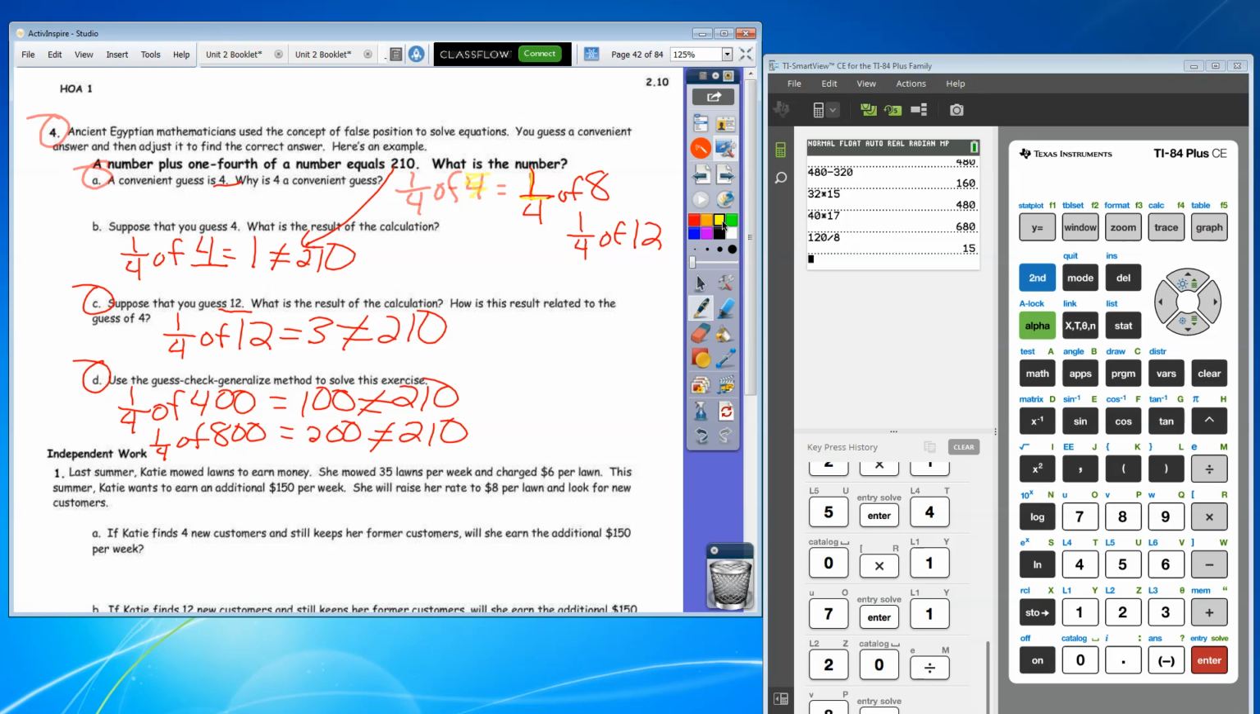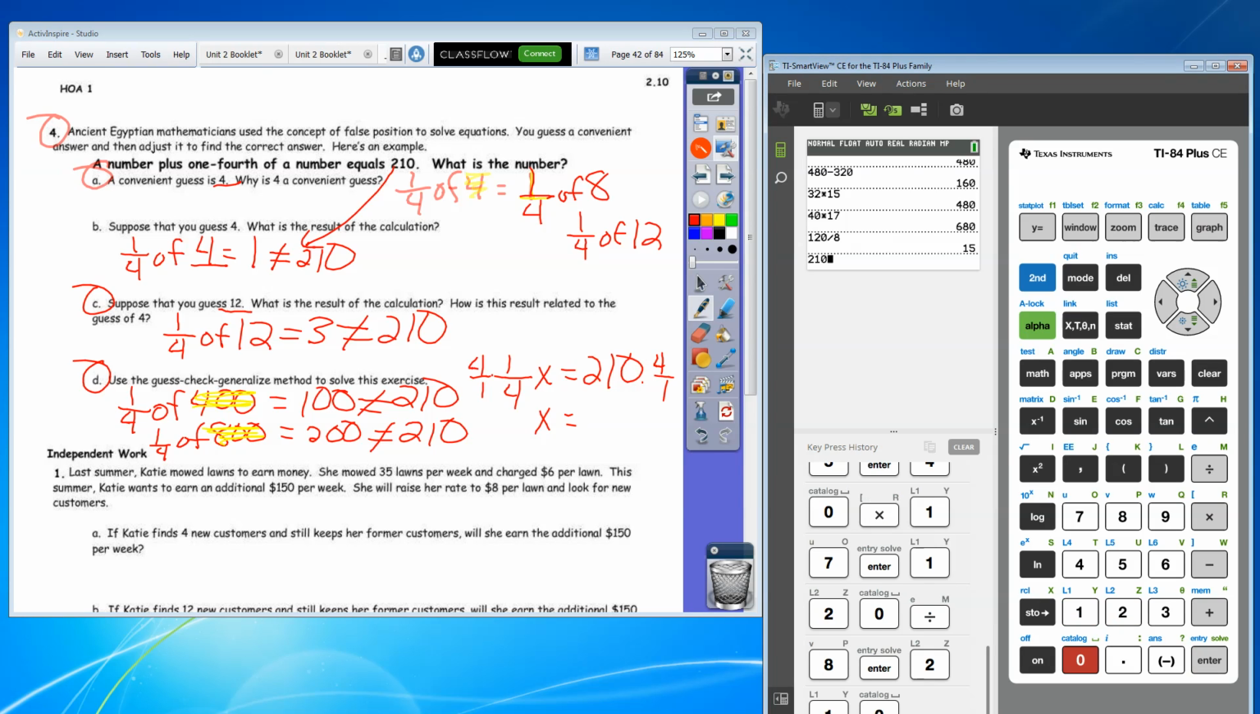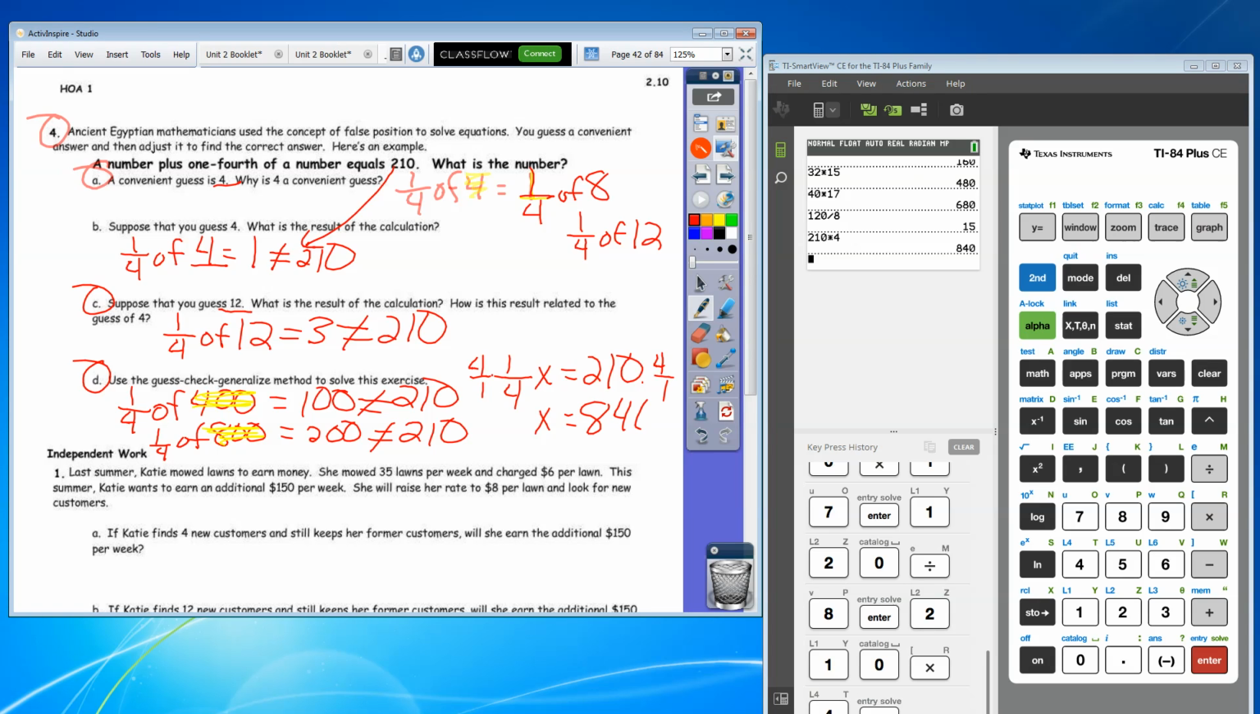So at this point, we can take our guesses and put in a variable. And I know "of" means multiply. So right now, 1/4 x is equal to 210, because that's what I'm trying to get. Now let's undo this by multiplying by the reciprocal. So x is equal to 210 times 4. So we get 840, and that is our answer.